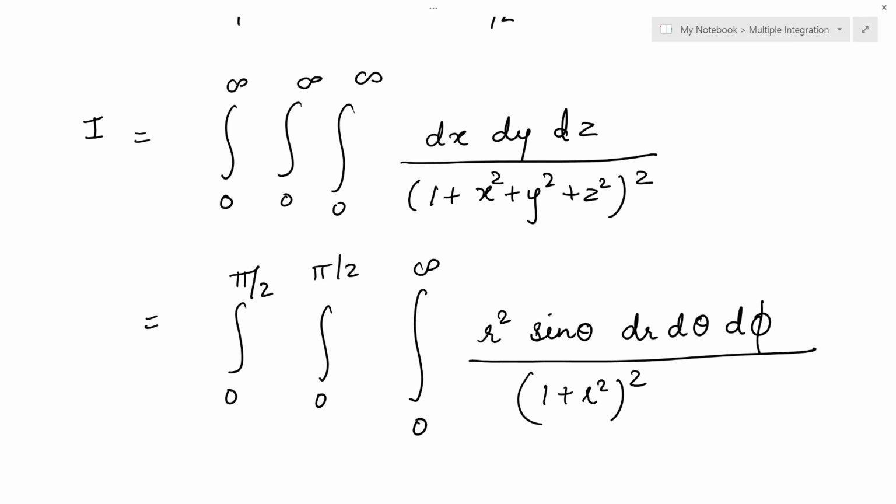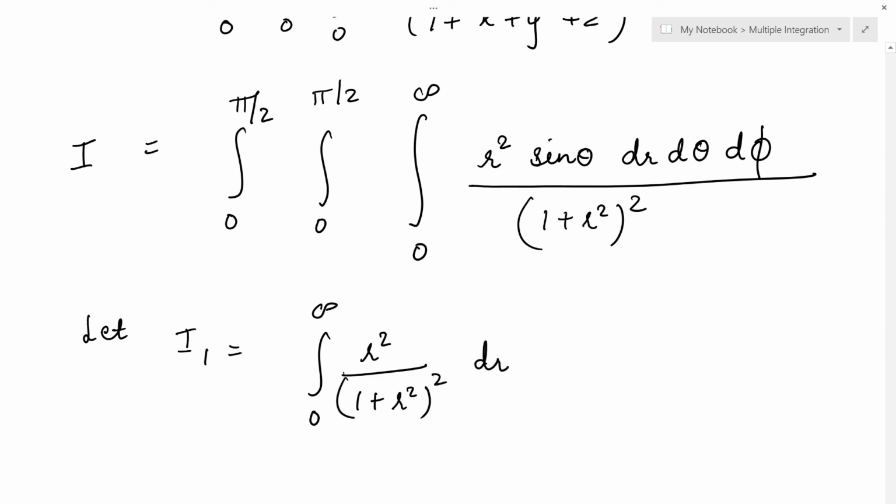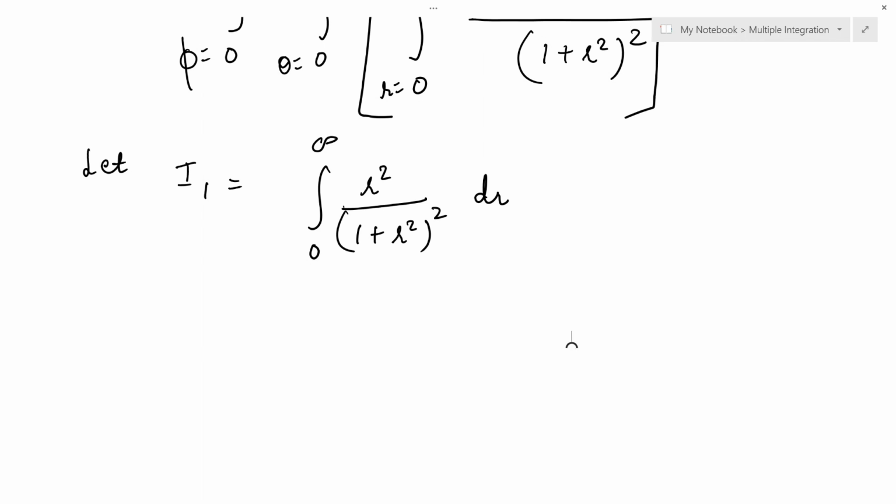So after you convert into spherical polar, this is what you will get. Now let me integrate this. This is your integration I. So I consider I1 as the integral from 0 to infinity of r square over 1 plus r square the whole square dr, because the rest will go outside the integration, since first we are integrating with respect to r. Next you integrate with respect to theta, and next with respect to phi, right?